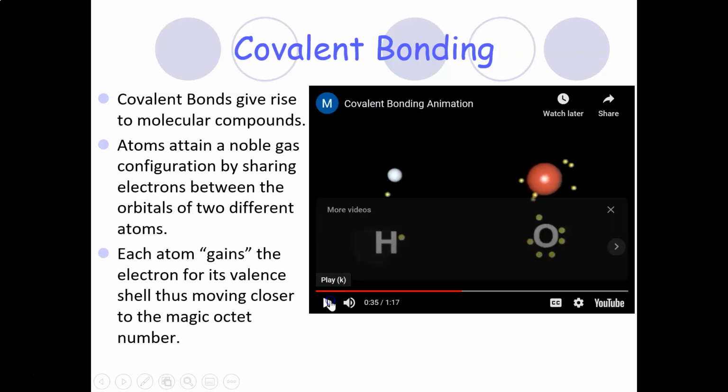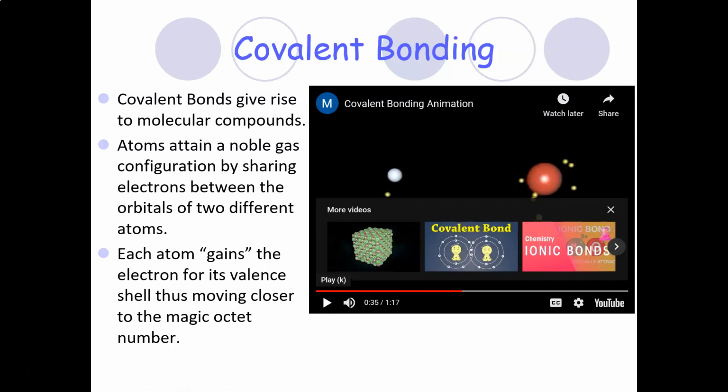So I want you to notice as this is playing that the electrons, 2 of them, stay around hydrogen some of the time, but more often they're around oxygen because that's the electronegativity showing. Sometimes they'll go around hydrogen, but more often than not, you'll see them around oxygen.